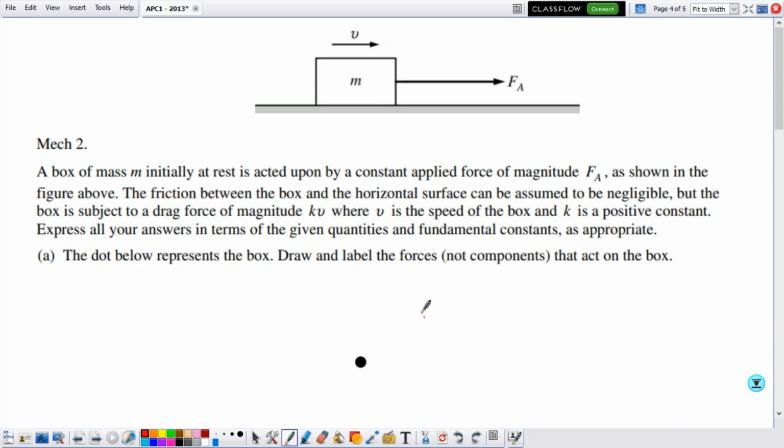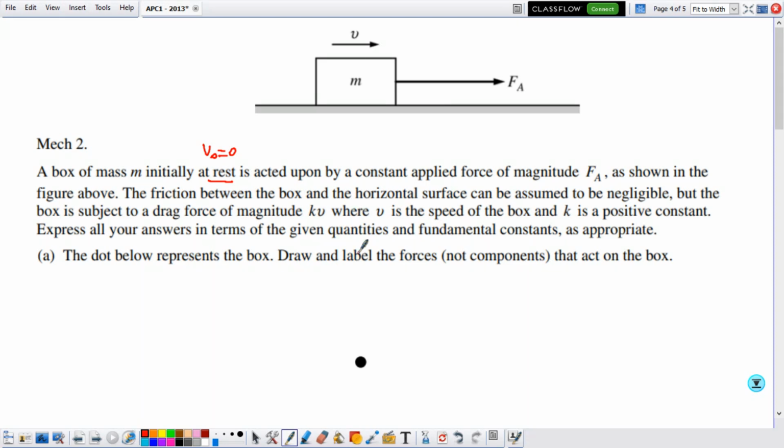Then let me start. A box of mass m initially at rest, this is important to indicate that the initial speed is 0, is acted upon by a constant applied force of magnitude Fa as shown in the figure above.